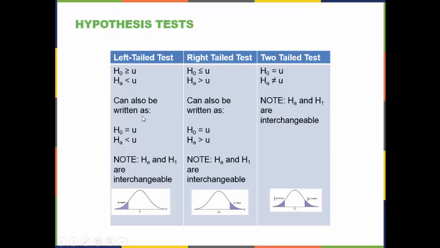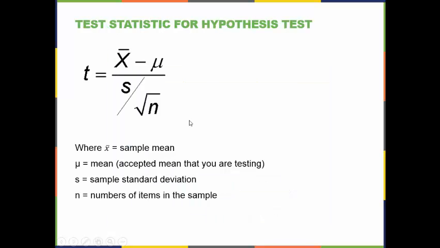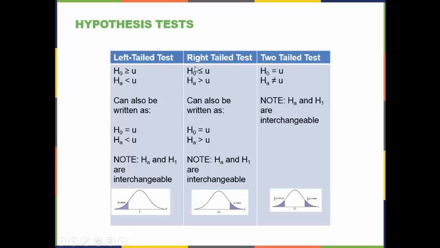Sometimes you can write the null hypothesis as H naught is equal to some mean, and the alternative would be less than some mean. HA and H1 are interchangeable. That just means the alternative.